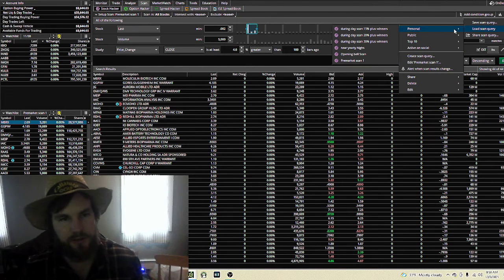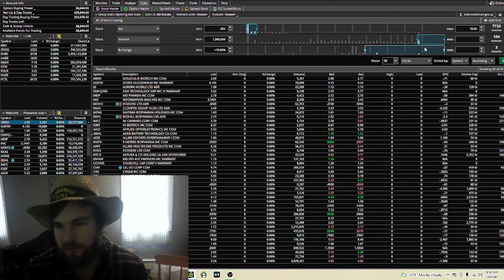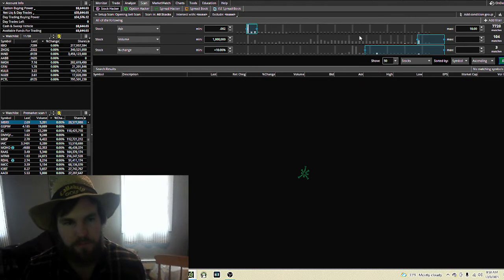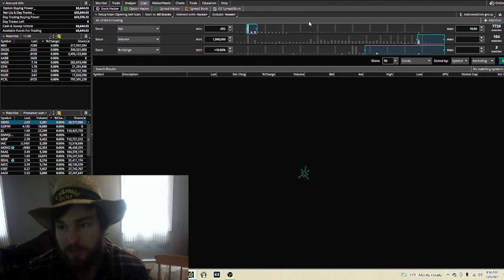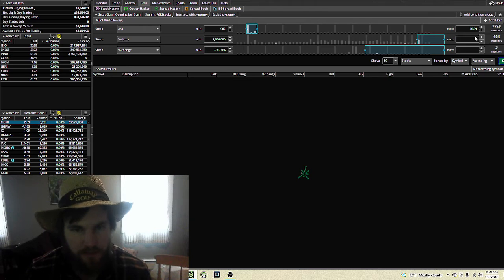The next one is actually going to be the opening bell scan. So I'll use this one right at the open. Obviously not much is going to come up now because the stock market's not open. But anyways, same idea on the ask. It's between 0.002 and $10. You can see that comes up with a ton of matches. And then volume, I want at least 1 million traded.